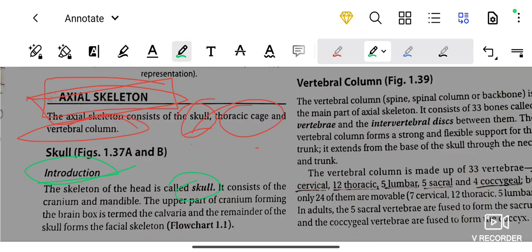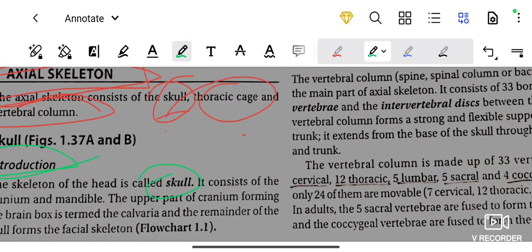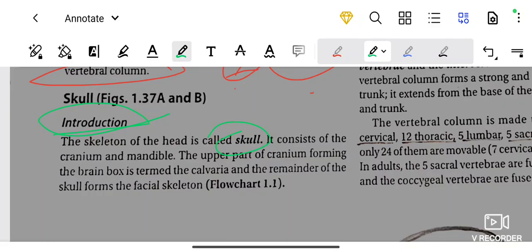The upper part of the cranium forming the brain box is termed as the calvaria. Calvaria means the brain box, and the remainder of the skull is called the facial skeleton. That includes the eye region, and the mandible and jaw will be present.